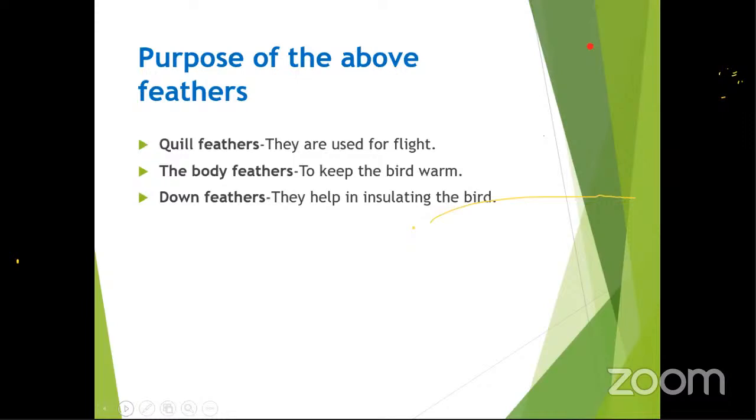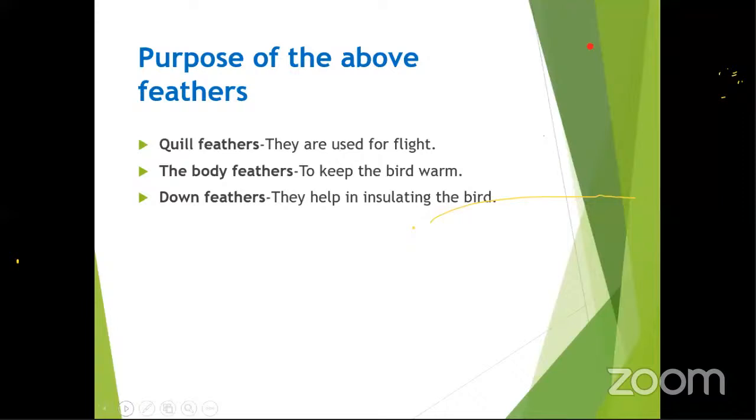It means that they help to prevent heat loss from the bird's body. The down feathers prevent heat loss from the bird's body. So by preventing heat loss, these down feathers keep the bird's body warm, or keep the bird warm. As simple as that.